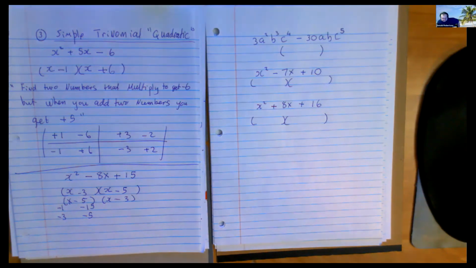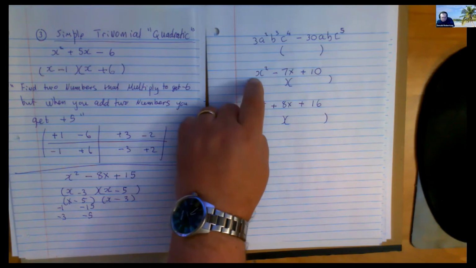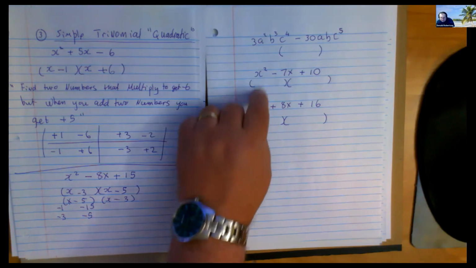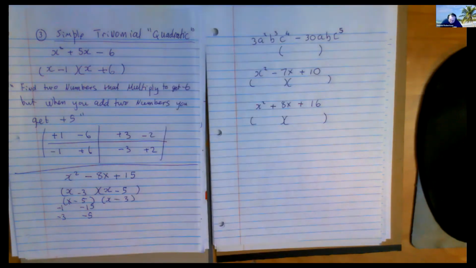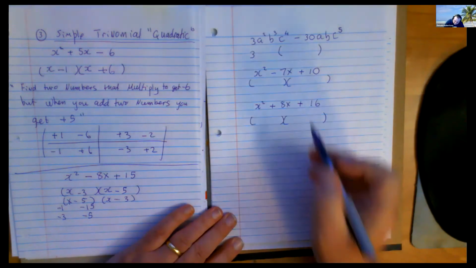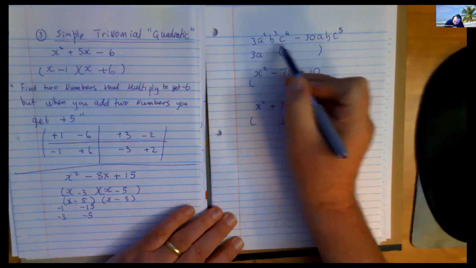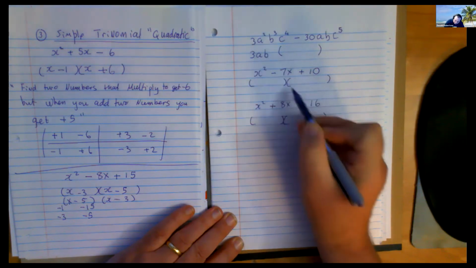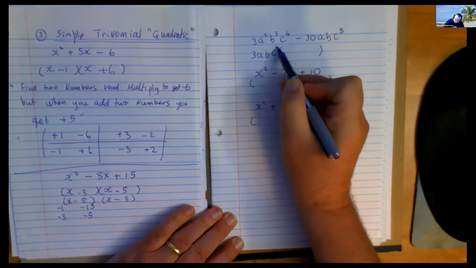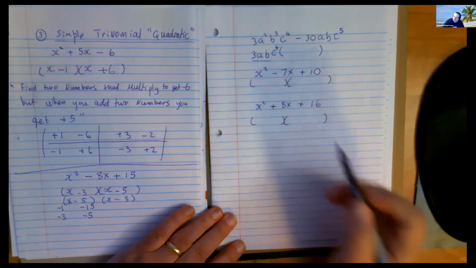Okay. Common factor. Simple trinomial, simple trinomial. Agreed? What you do here is not the same as how you cope with this one. So I'm going to look at 3 and 30, and I'm going to say 3. Agree? I'm going to look at a squared and a, so I choose the smaller one, which is a. I'm going to look at b cubed and b, and pick the smaller one, which is b. And I'm going to look at c to the 4 and c to the 5, and pick the smaller of the two, c to the 4. These are called the common factors, right?